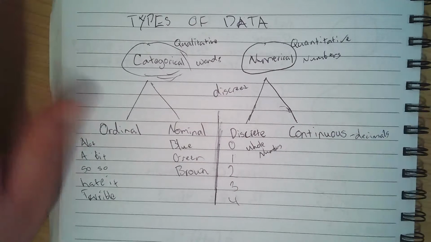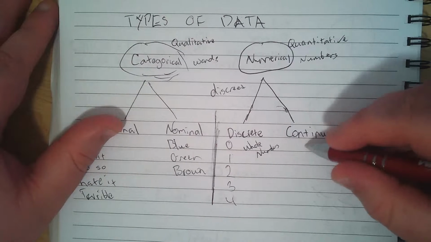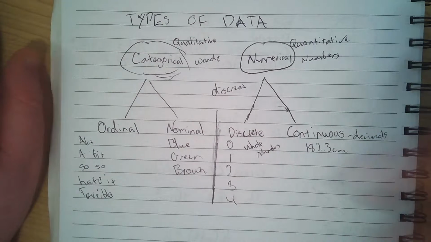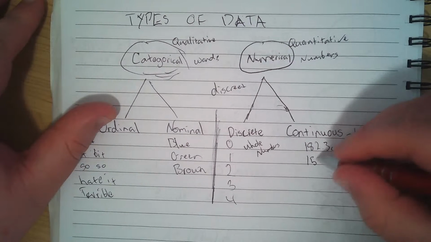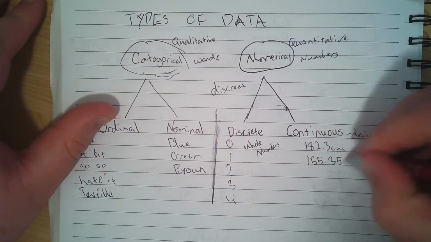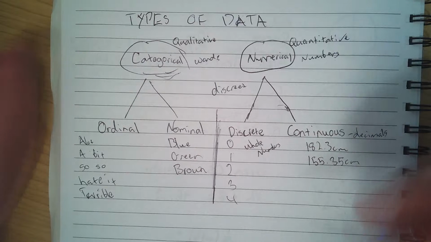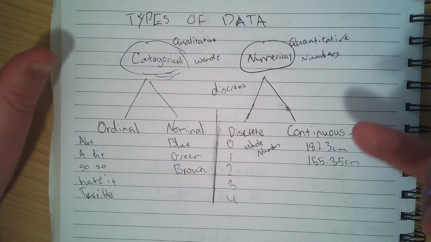So things like, what is your height? You might be 182.3 centimeters. That's pretty tall for a year, right? Maybe you're shorter than that. Maybe you're 155.35 centimeters, right? These values are generally measured in some way, in a non-counting sort of way.